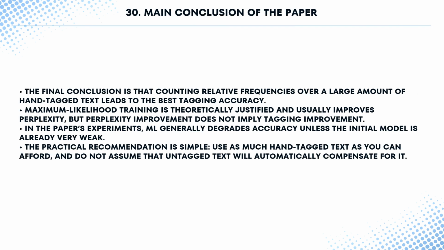Now we reach the final conclusion of the paper. The key points are: more hand-tagged data gives best accuracy, ML improves perplexity but not accuracy, and ML helps only when the initial model is weak. So the practical recommendation is that we should use as much labeled data as possible and not assume untagged data will replace it. This is a very practical and somewhat surprising conclusion.